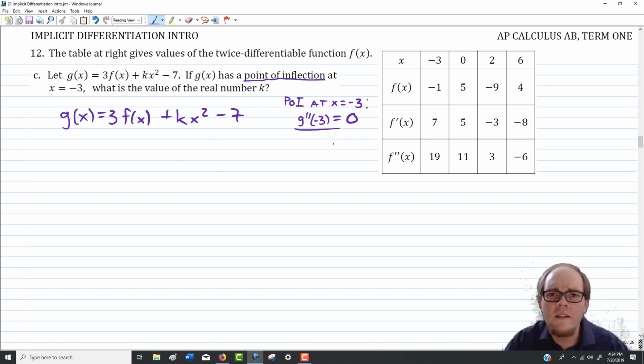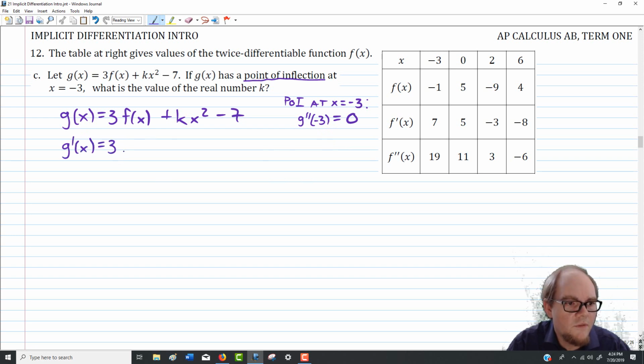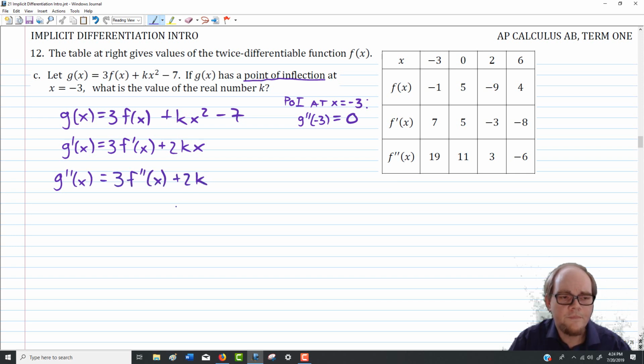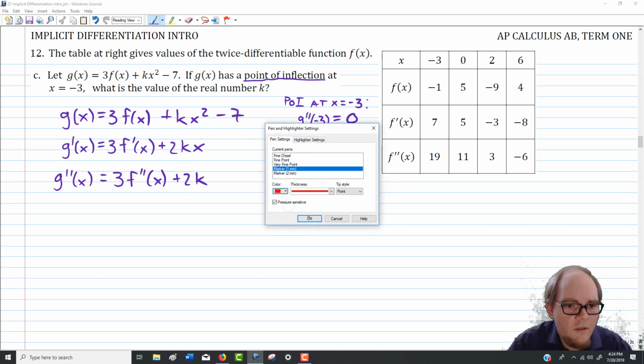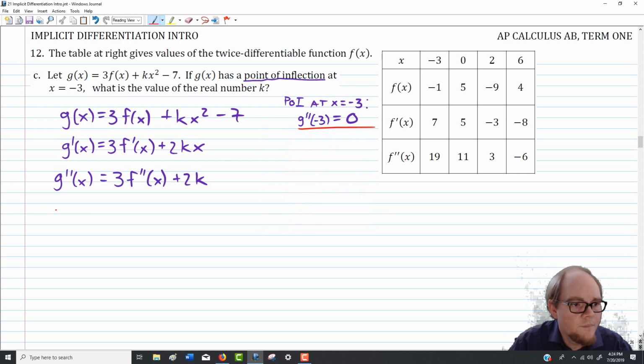So to get here, we need to look at the second derivative. So a quick journey to get the second derivative takes us first through the first derivative. It's going to be plus 2kx. And then it takes us quickly to our second derivative, which is 3f double prime of x plus 2k. Now from here, we said that our next piece of information was that the second derivative at negative 3 was equal to 0. That means that g double prime of negative 3, which is equal to 0, is equal to 3f double prime of negative 3 plus 2k.